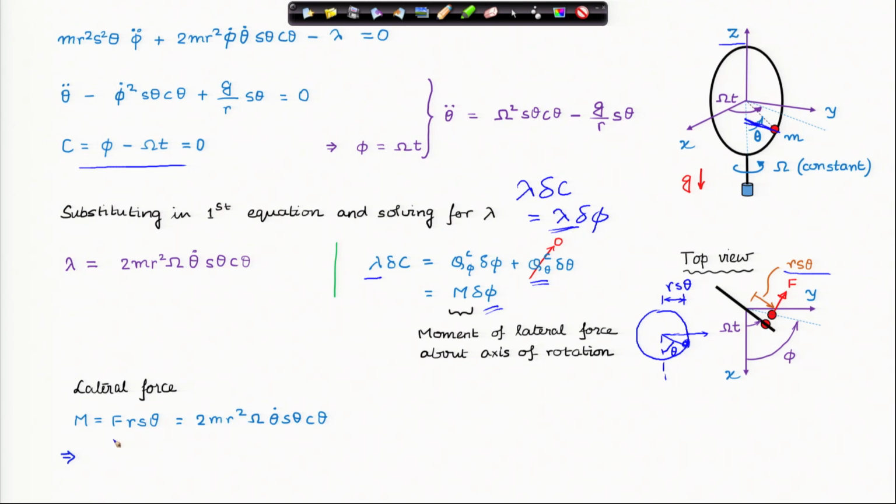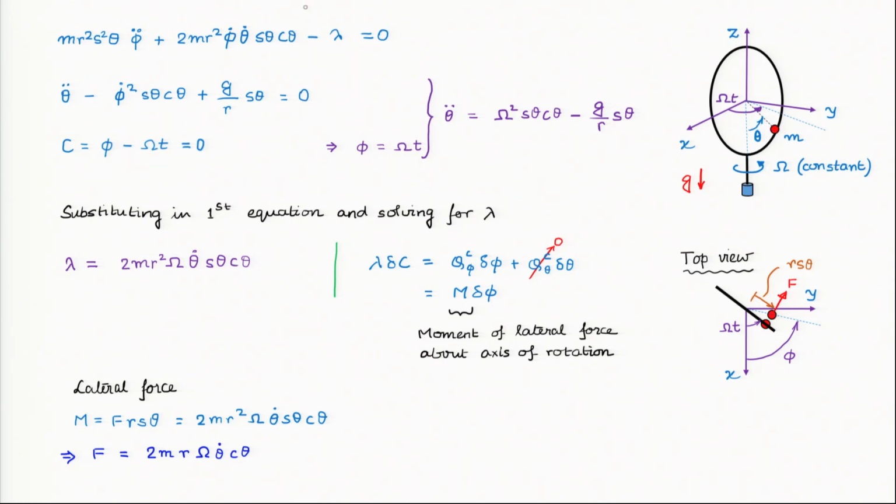Now, how do I find out the force from here? From this condition I can find out the lateral force, and how much is that? It is 2 m r omega theta dot cosine theta. This is our lateral force.